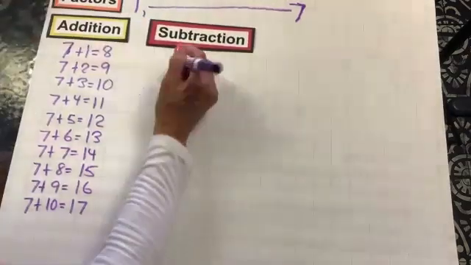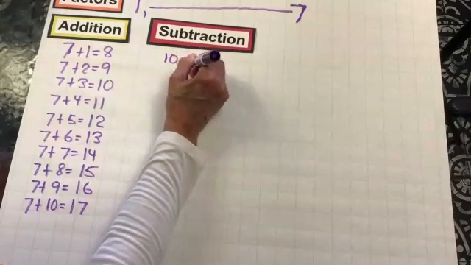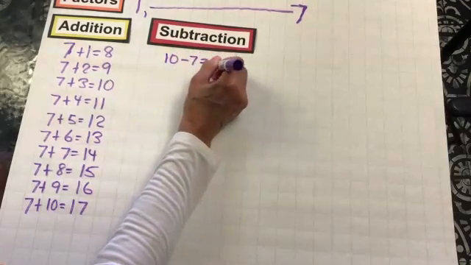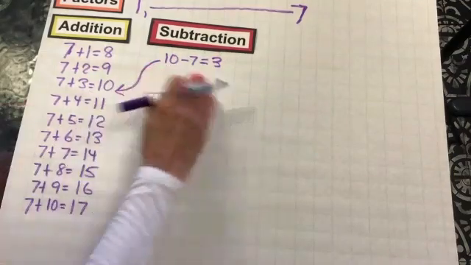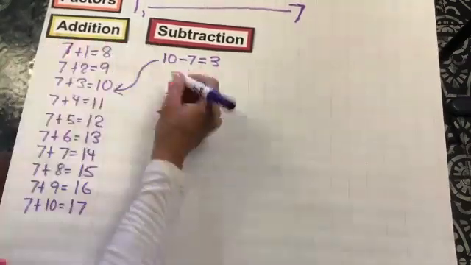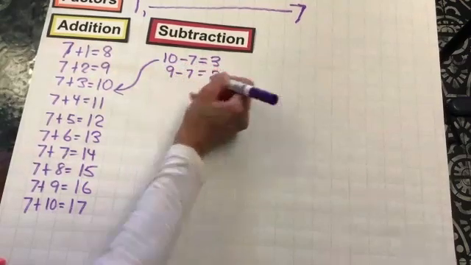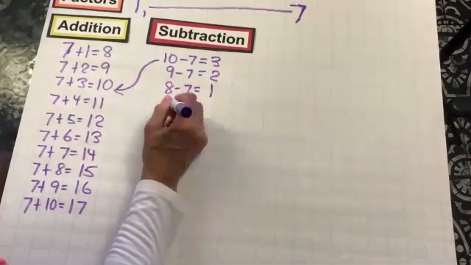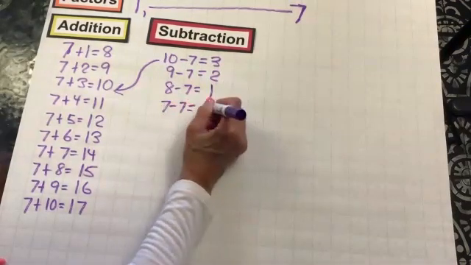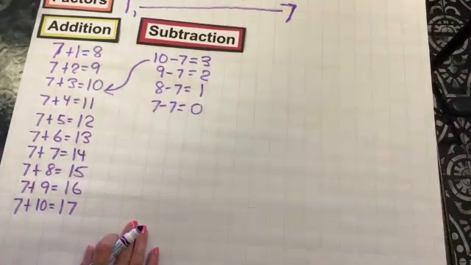All right, let's do from 10. So 10 minus 7 equals 3. And we can go down here to our reminder. Remember, subtraction is addition backwards. 9 minus 7 equals 2. 8 minus 7 equals 1. And 7 minus 7 equals 0. Boy, this column's getting short, isn't it? All right, let's go on to multiplication.